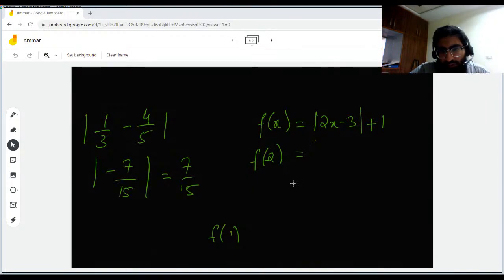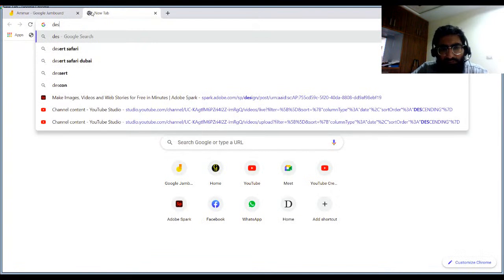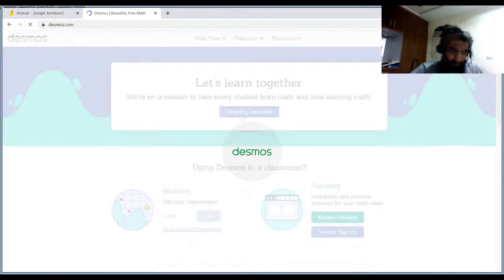Now let's see what it means to draw a graph. Let me first try on Desmos. Share screen. Which window? This window. Share. You can see the Jamboard on your screen, right? Okay, so I open. It has forgotten about Desmos. Okay, graphing calculator.